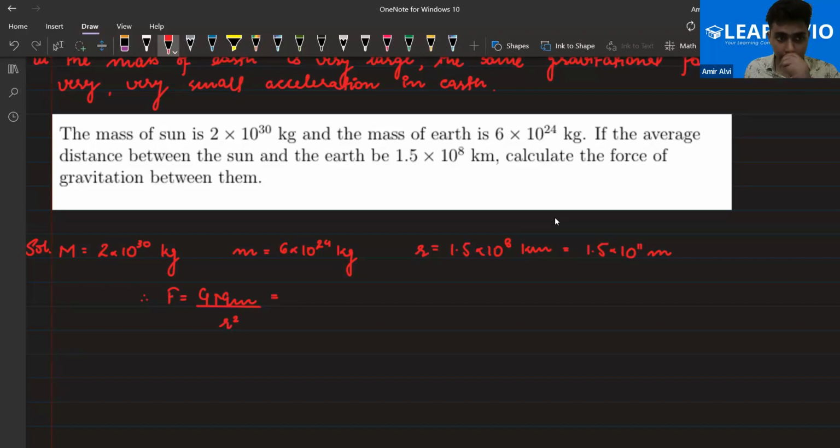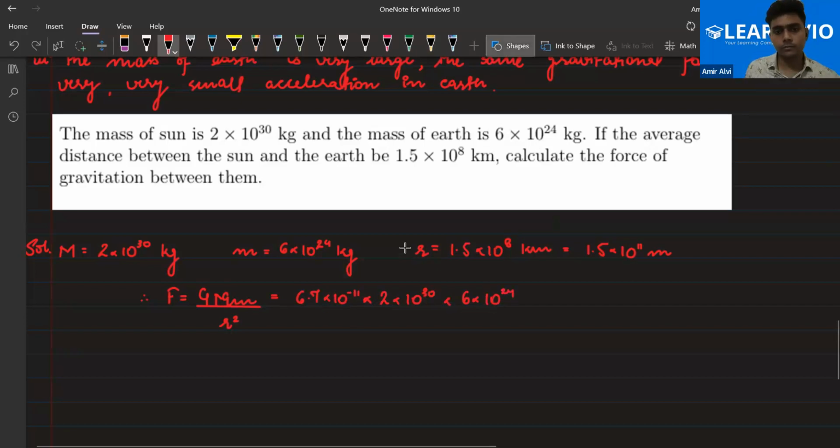See one thing, the value of G is not given to you here. So you can use either 6.67 or 6.7. Both will be almost the same, right? So I'm going to use 6.7 because that is a rounded figure, 10 to the power minus 11, into the mass of the Sun, which is 2 into 10 to the power 30, into the mass of the Earth, which is 6 into 10 to the power 24, divided by R square, which is 1.5 into 10 to the power 11 squared. Is that clear to all of you? Yes, sir.